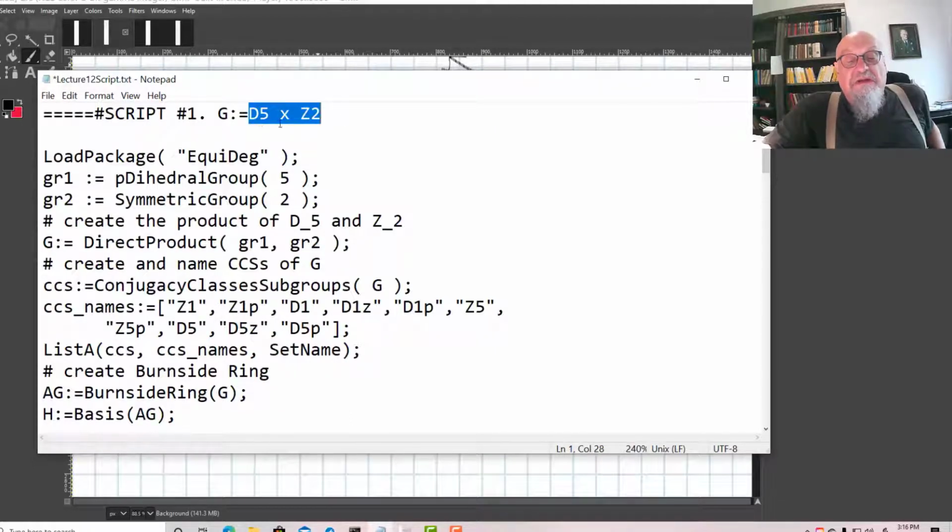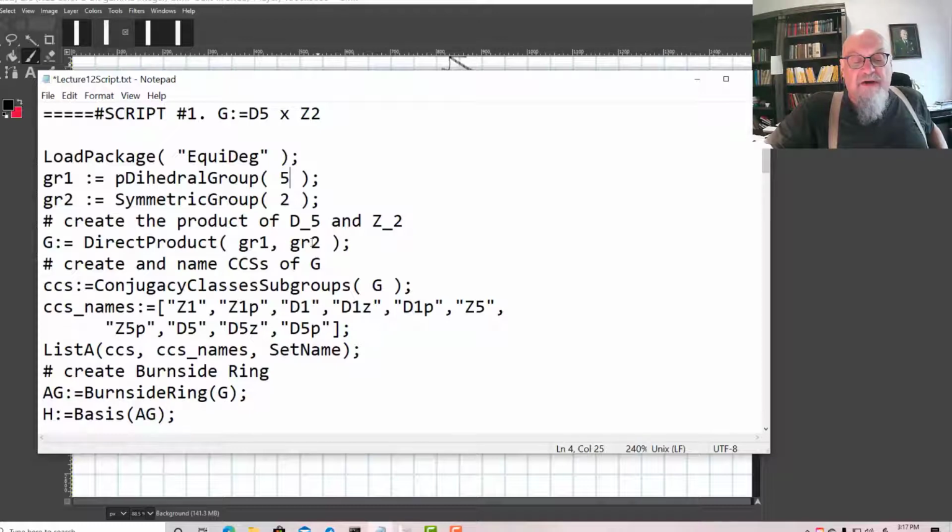We start the GAP program, we load the package, then we write group 1 is the dihedral group. This name, PDihedralGroup, means you want to define the dihedral group as a permutation group, so you put P before the dihedral group. And then group 2 is a symmetric group. Of course, in this case, the symmetric group on two elements is Z2. So you create a product of D5 and Z2. The first one is called G1, the second one is G2, so it will be exactly the direct product.